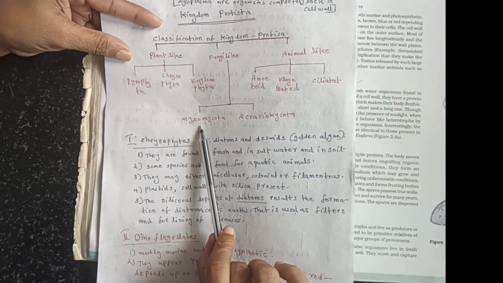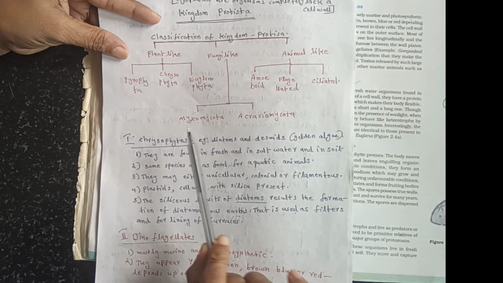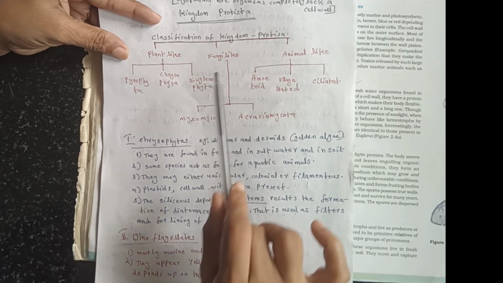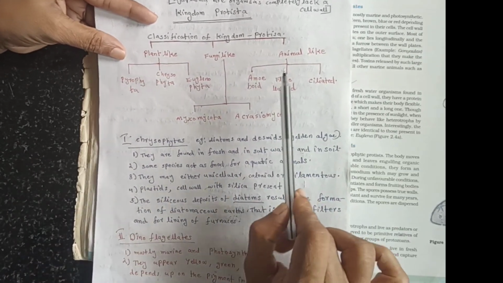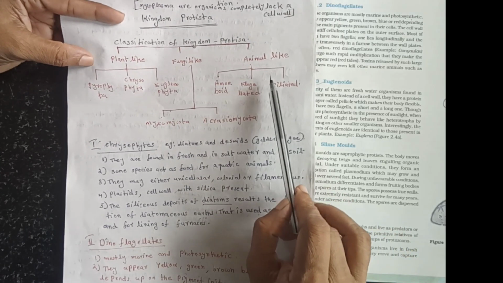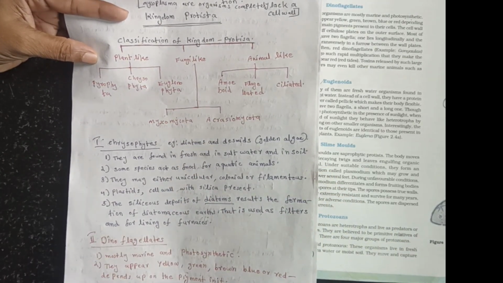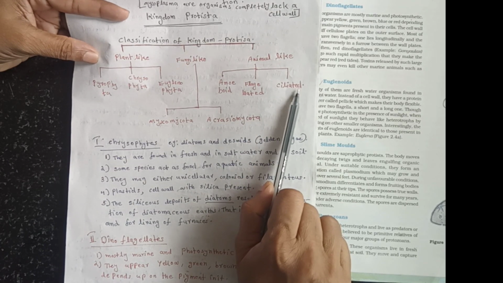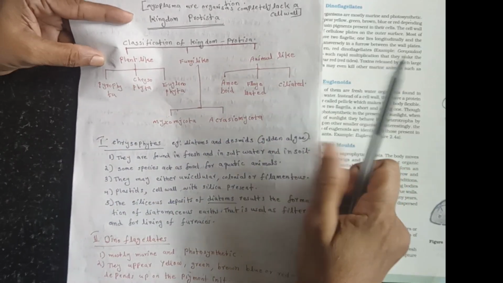Then Myxomycota and Acrasiomycota are included in fungi-like protista. Third, animal-like protista: amoeboid, flagellated and ciliated. These three types are included in animal-like protistans.